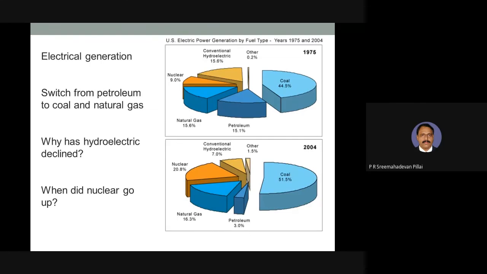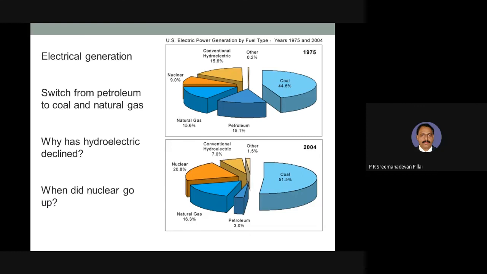The reason is exorbitant cost. Earlier petrol was pretty cheap, but when the Organization of Petroleum Exporting Companies, OPEC, was formed, they started pricing petroleum higher. That is why the Gulf countries have become rich. But when those countries became rich, naturally, the use of petroleum has gone down.